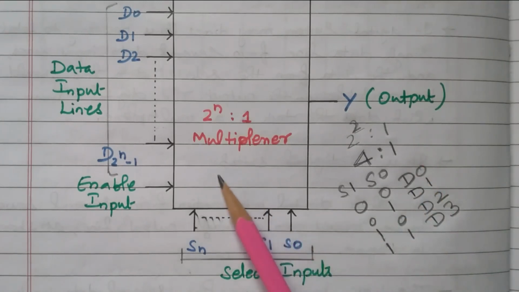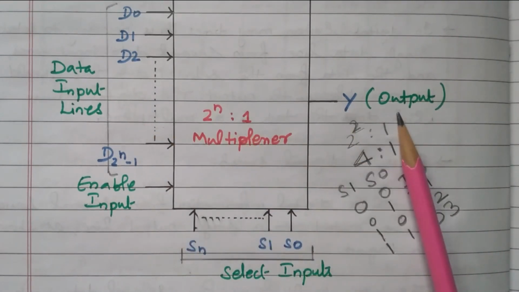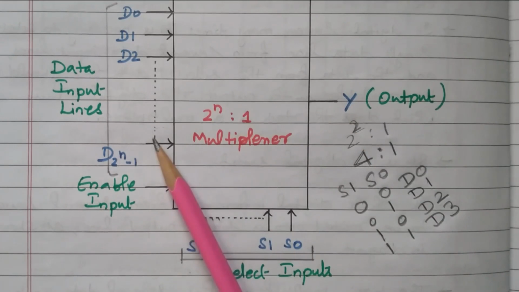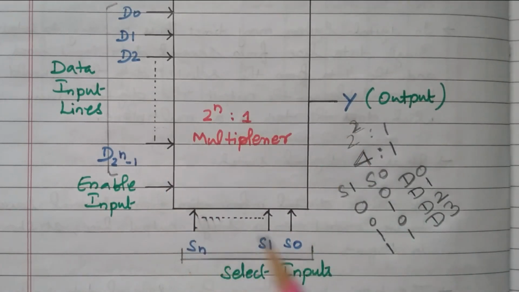So the multiplexer has 2 to the power n inputs and one output. It is enabled by the enable input. Out of the 2 to the power n inputs, which one is available at the output will be decided by the selection line. We discussed the 2 to the power 2, the 4 is to 1 multiplexer example, right?